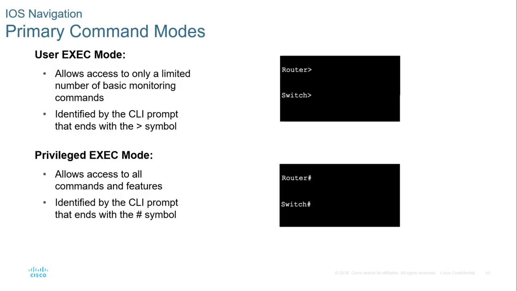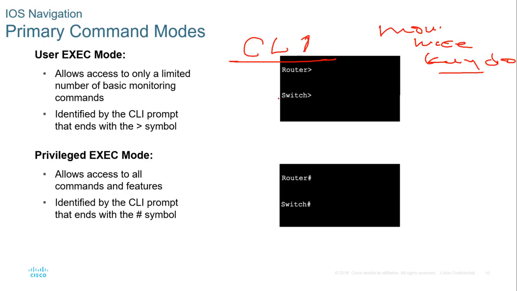So here, as we're trying to access the operating system of the router and the switch, remember it's a command line interface. There is no need of using the mouse or keyboard navigation. It's all about using commands. So the modes are grouped.